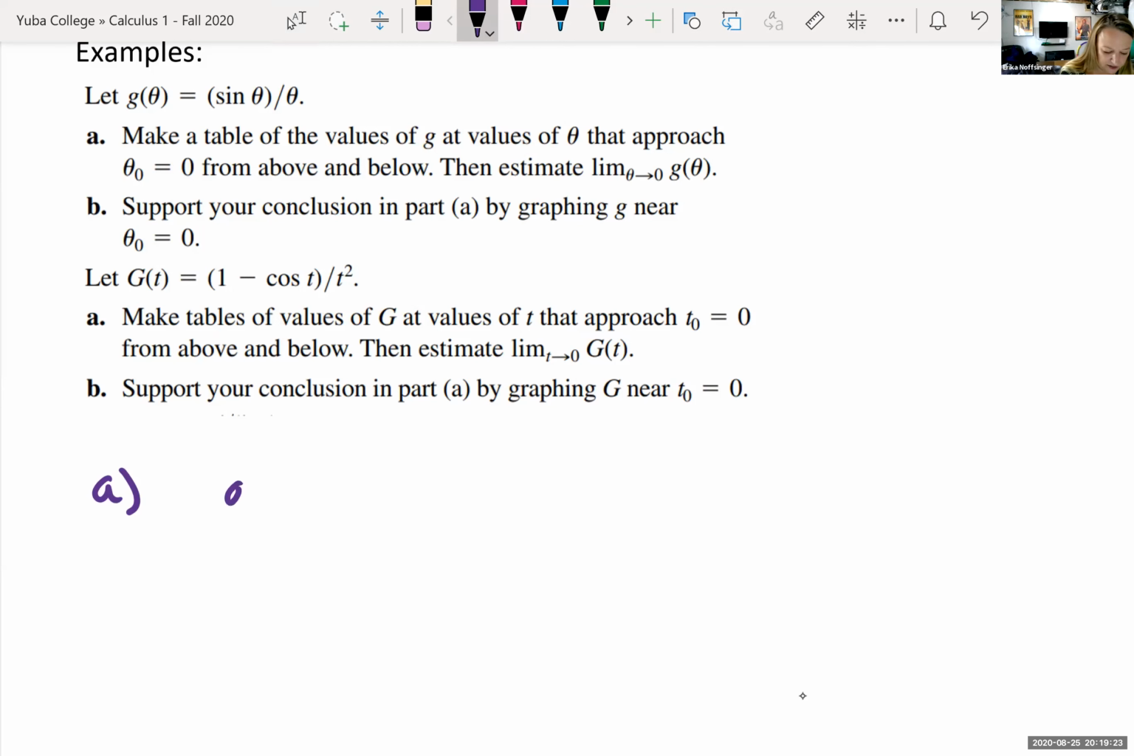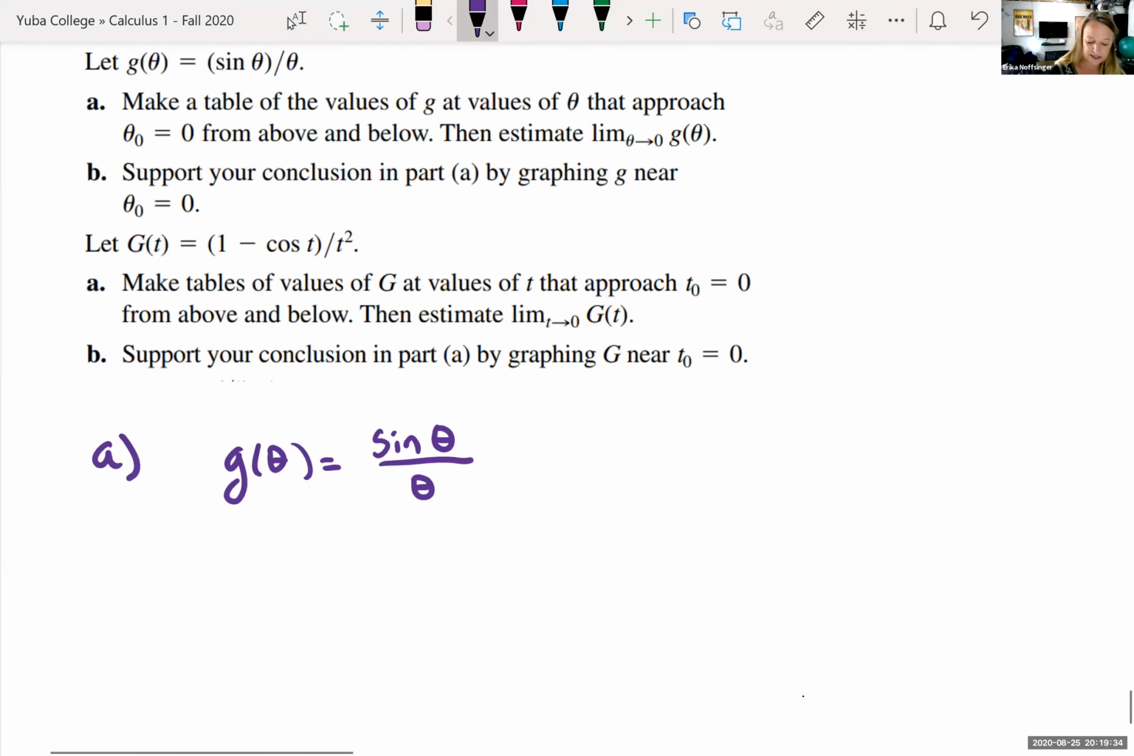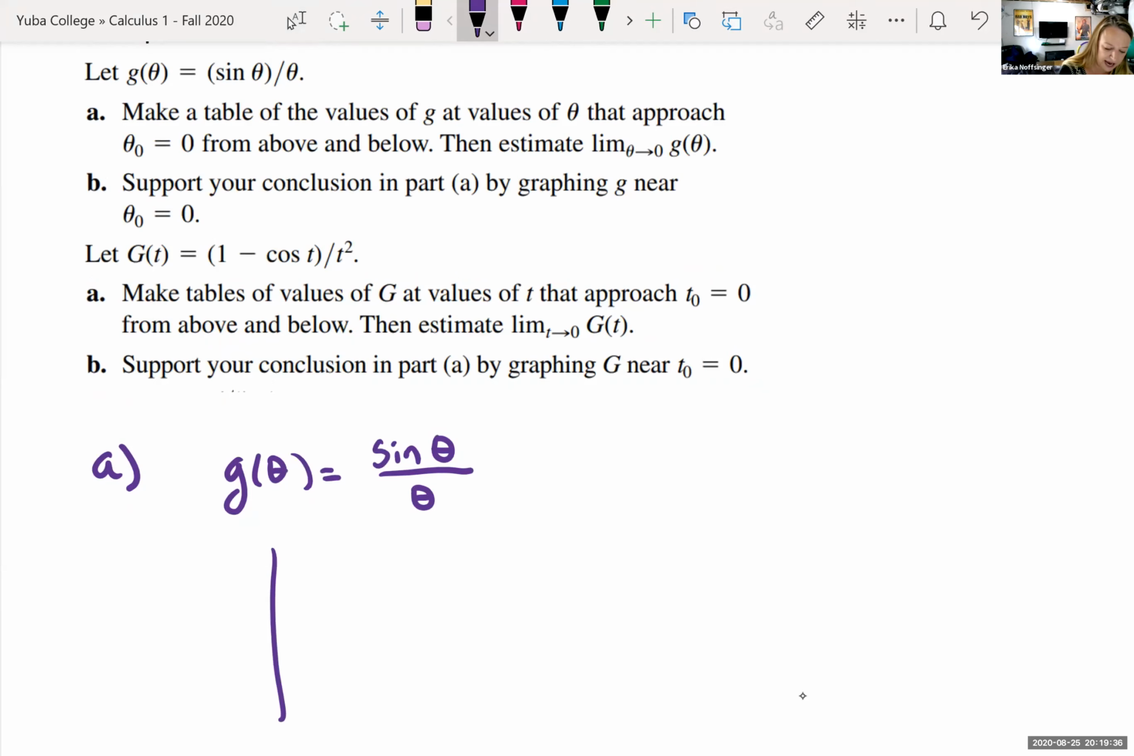Okay, so again, we are given that g of theta is equal to sine theta all over theta. And it wants us to make a table. And we're looking at the limit as theta approaches 0 of sine theta all over theta.